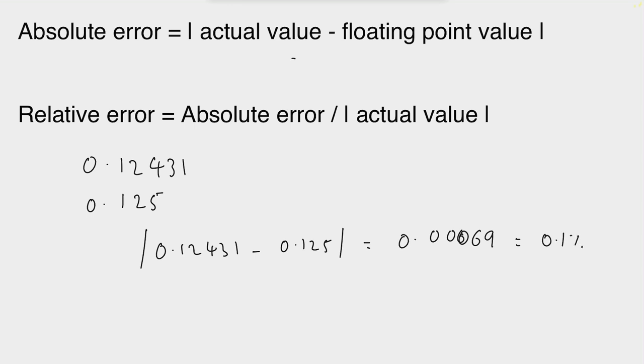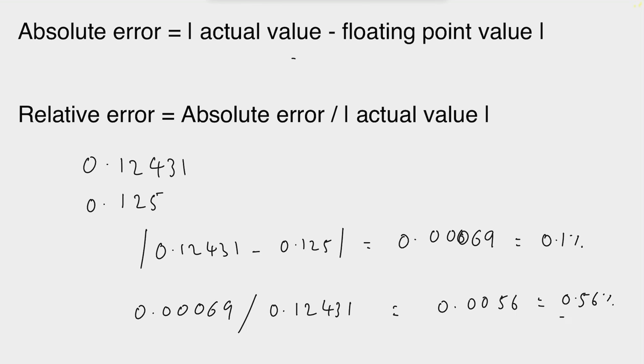To calculate the relative error now, we take that value there, 0.00069, we divide that by the actual value, so that is 0.12431. We'd make that positive if it wasn't already positive, and that gives us 0.00. Again, we've rounded this, which gives us 0.56%. So we normally present the errors in terms of percentage. So there we have it. We have the absolute and relative error for the values that we've put in.